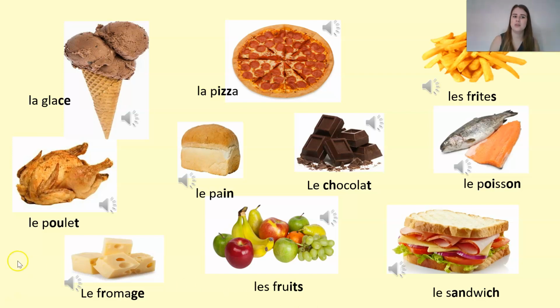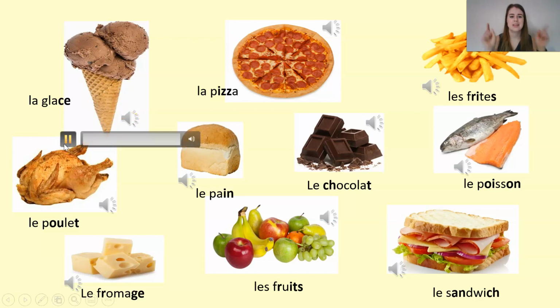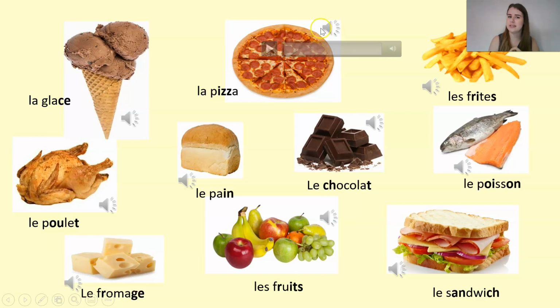Okay, let's go through them together. So here, we know this is ice cream. So let's hear what ice cream sounds like in French. La glace. Okay, play it again. La glace. And then here we have our pizza. Okay, but I don't think we're going to pronounce the Z sounds. Let's listen carefully. La pizza. Okay, play it one more time and then you'll repeat it. La pizza. Okay, my turn. La pizza. Your turn. Good, well done.